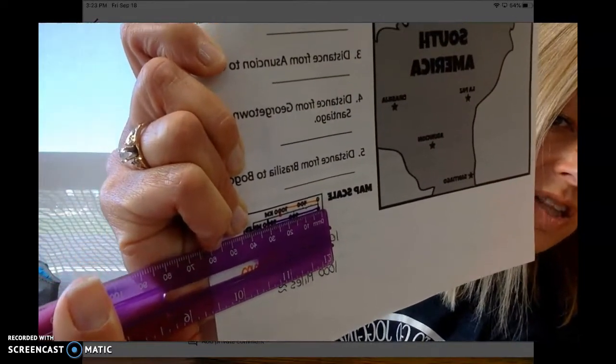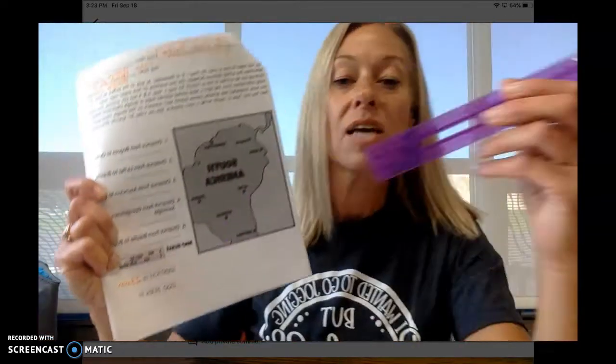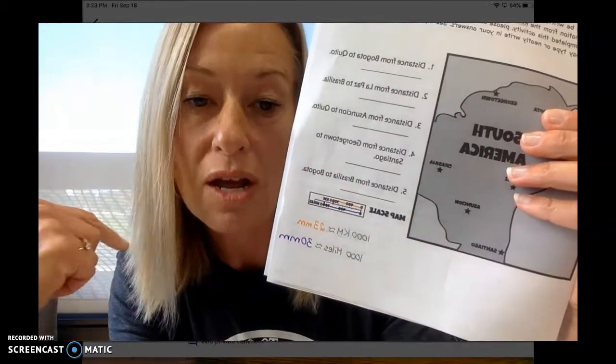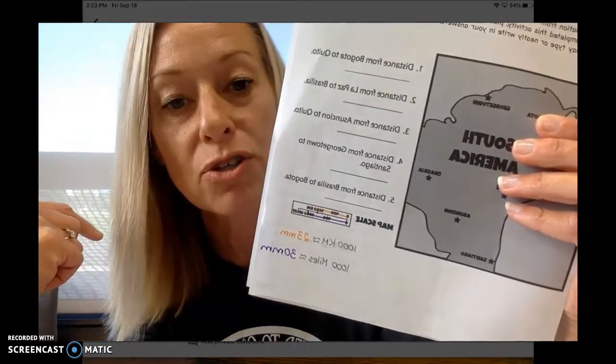So that's the first thing that you have to figure out: how you are going to measure using your ruler. So again, I will write 30 millimeters equals 1,000 miles. Okay, so I like to put that on my paper so that I know what I'm measuring. Okay, that's kind of the first step.